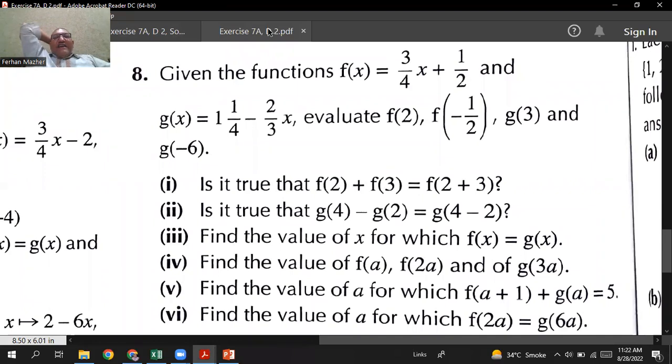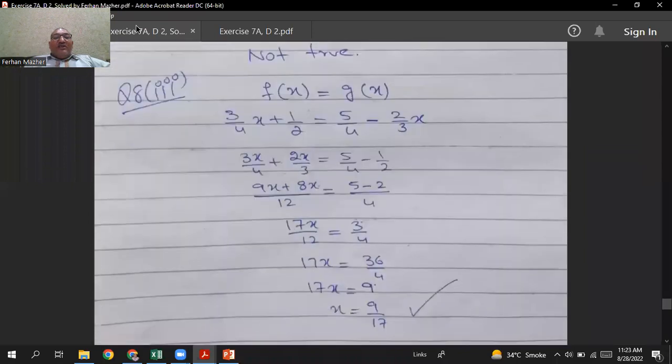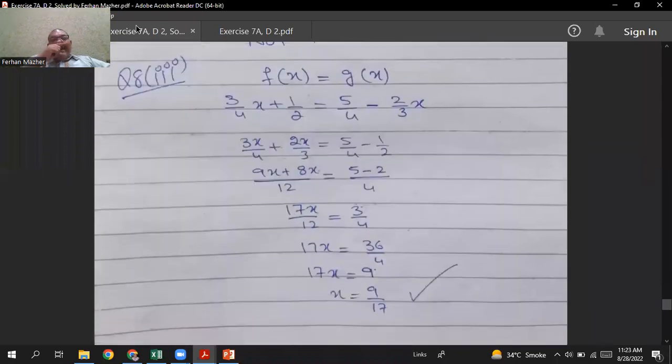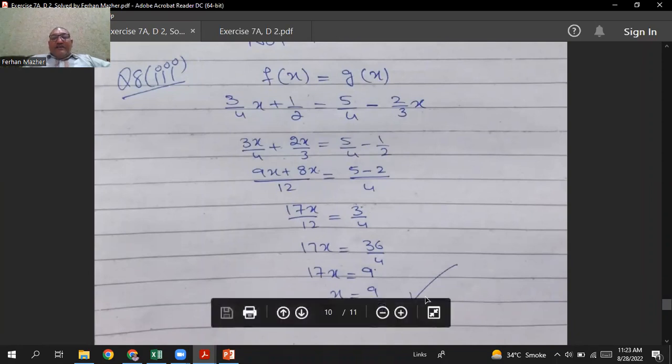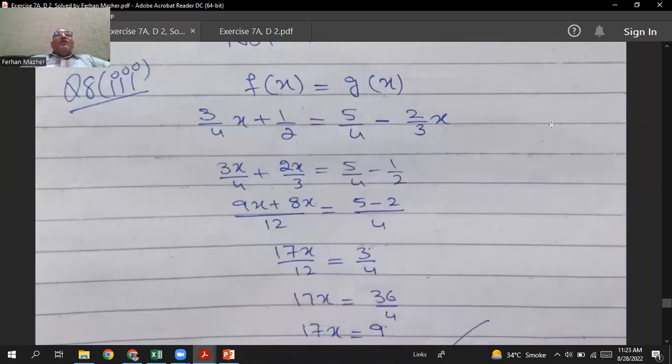Okay, then question number 8 says, find the value of x for which f of x is equal to g of x. So I will make both the formulas equal to each other. So f of x equals g of x. Now 3 by 4 into x plus 1 by 2 equals 5 by 4 minus 2 by 3x. I bring the terms which have x to the left side.